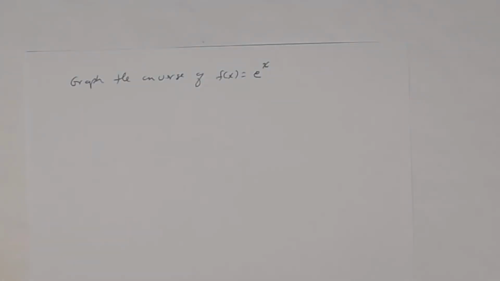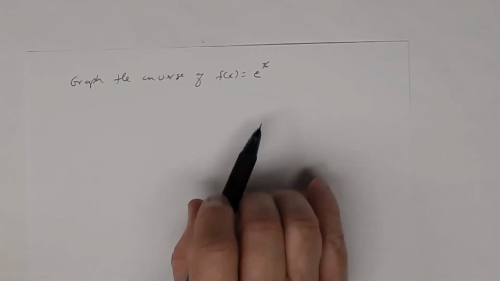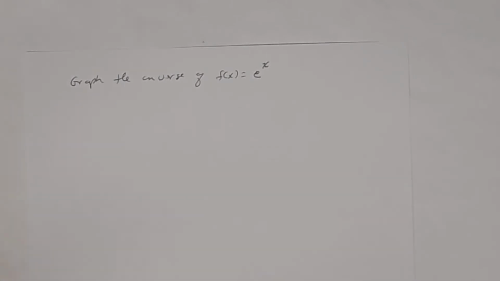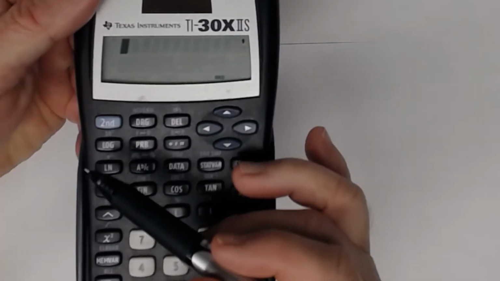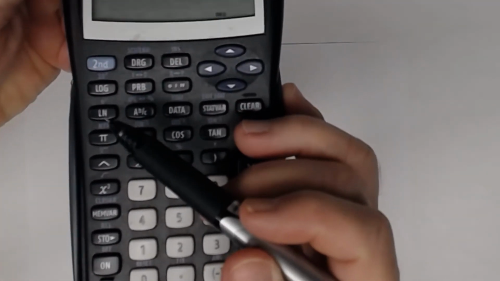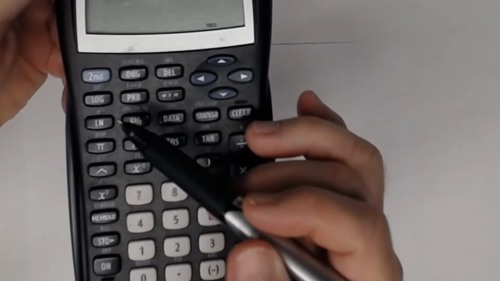All right, so let's graph the inverse of this exponential where the base is e. Now remember, e is an irrational number, and your calculator has an e function. It's right above the ln, right here, e to the x. So that's how you get to it.